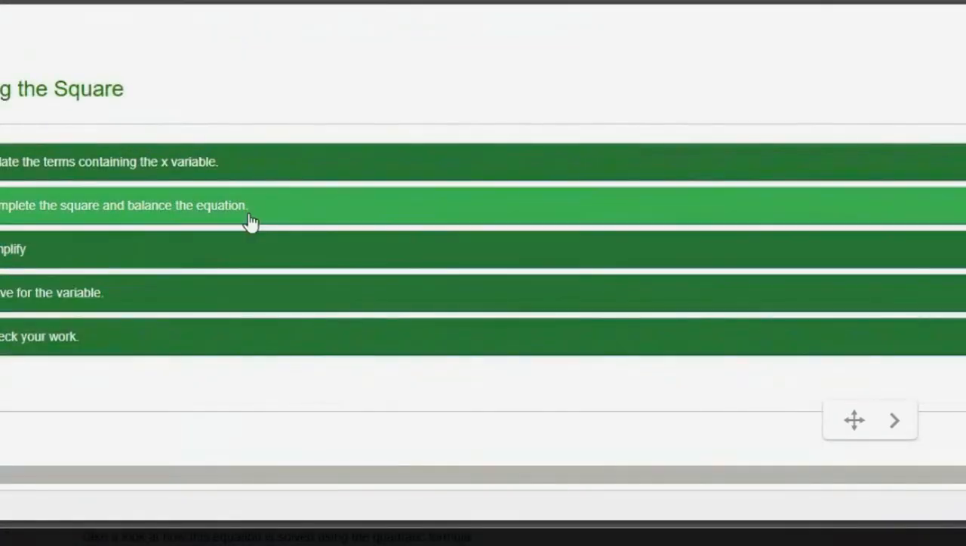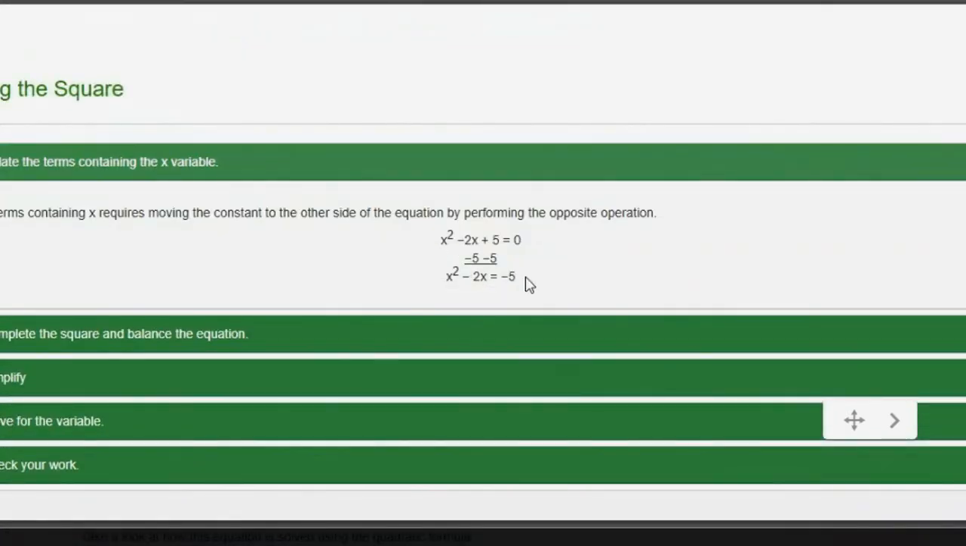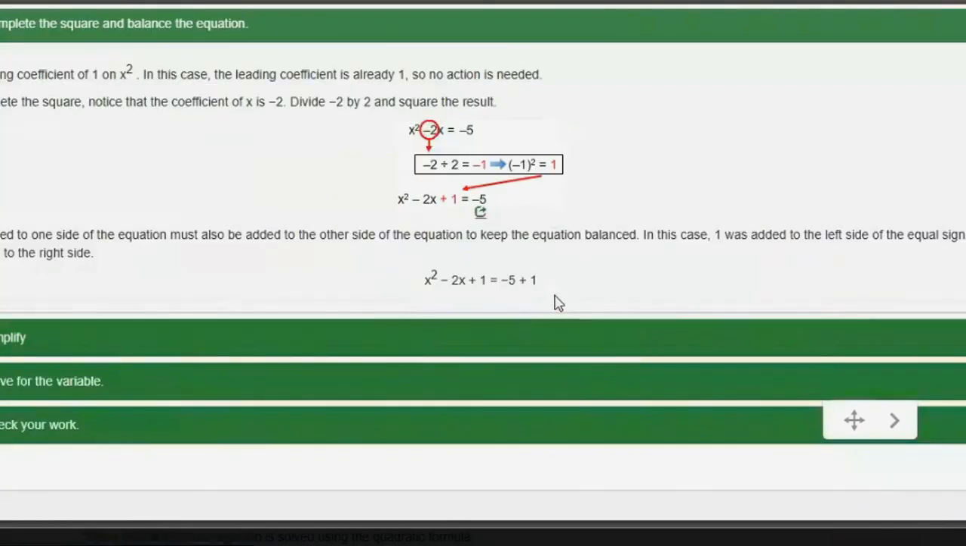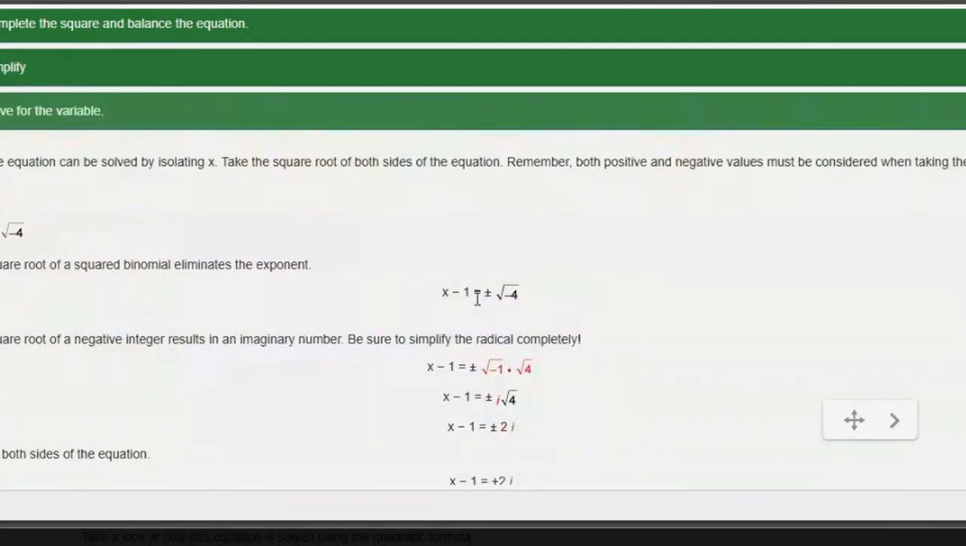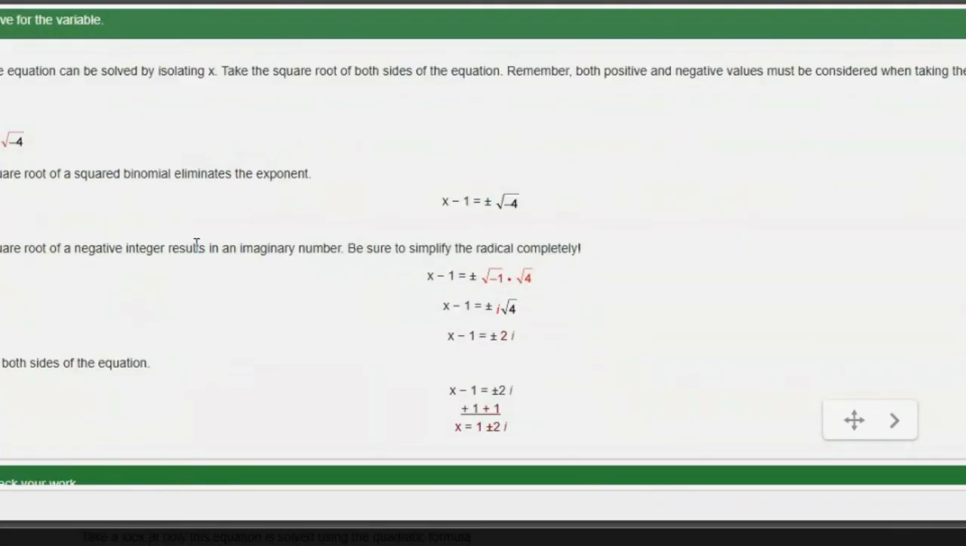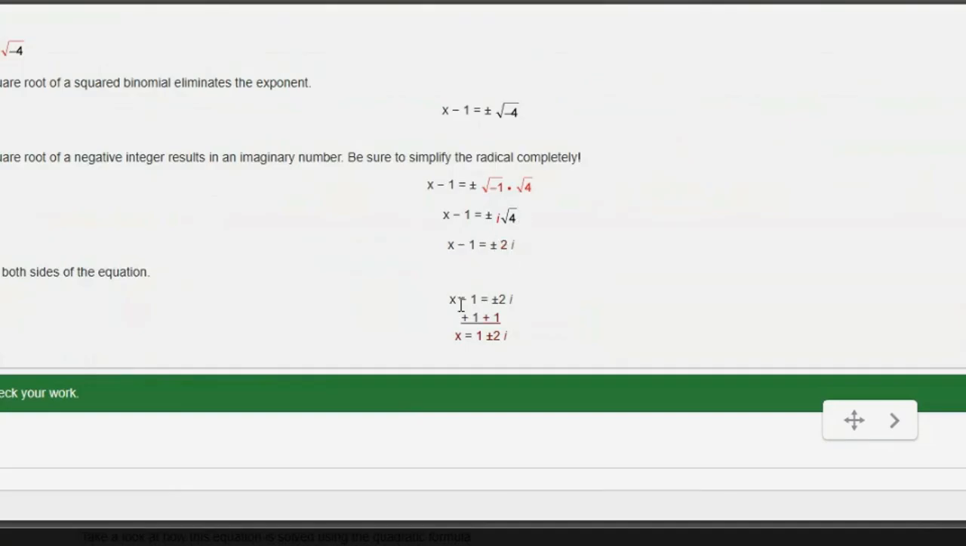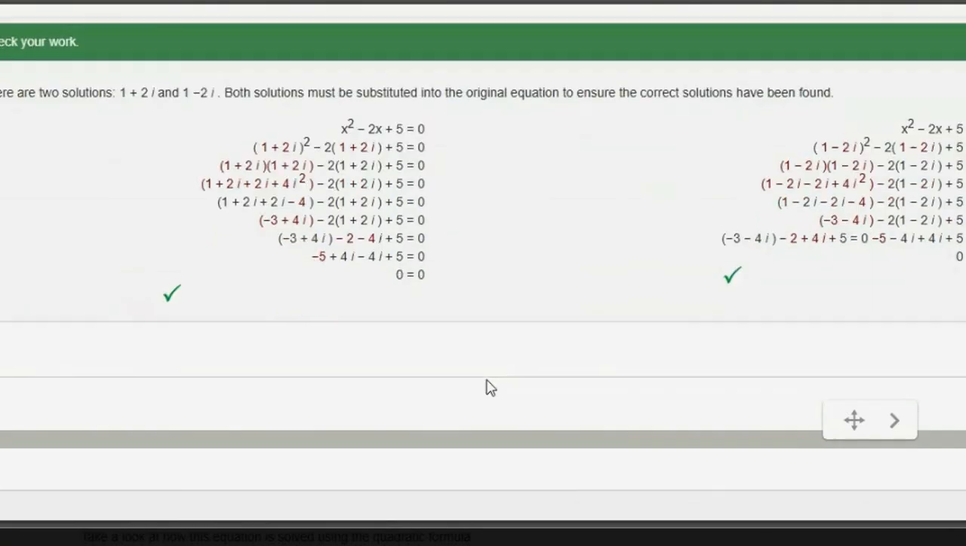Here's the completing the square. Isolate the term, move the negative 5 over. 1 is that number that completes the square, because we take the negative 2, divide it by 2, and then square it. So we add 1 to both sides. Simplify that. x minus 1 squared equals negative 4. Take the square root of both sides. x minus 1 equals plus or minus the square root of negative 4, which is 2i. Move the 1 over. It's 1 plus or minus 2i.